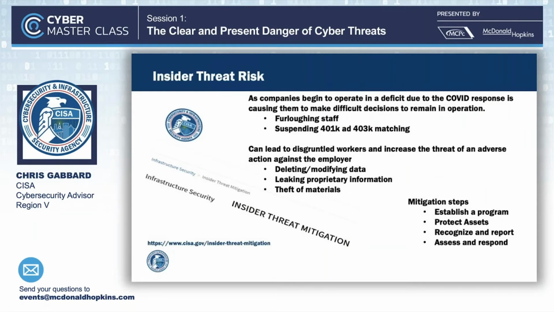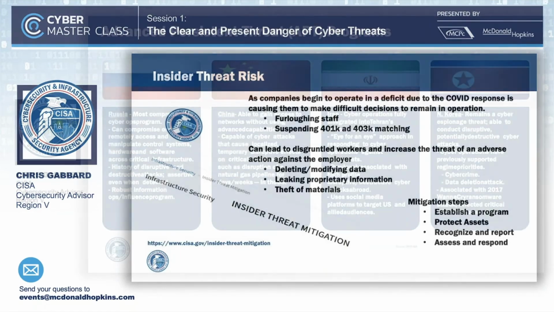And that can go to, hey, how do I defend my crown jewels? As you can see in the bottom right there, and this is kind of what the FBI was hitting on as well, you could establish a program. How do you find out where those crown jewels are? You need to protect those assets. You need to recognize and report. You need to really put a focus on those, and then of course assess and respond.